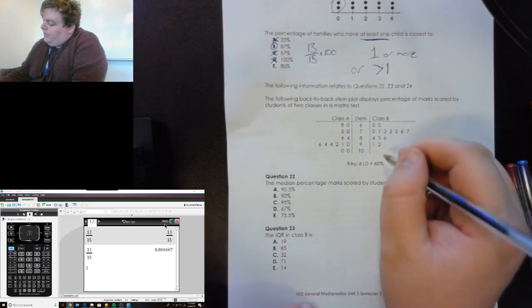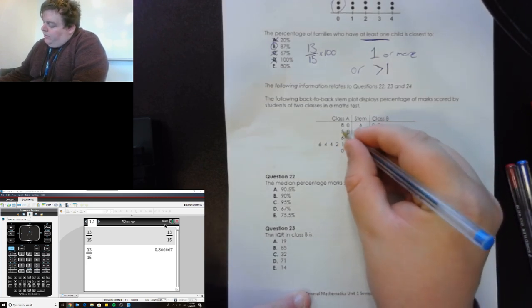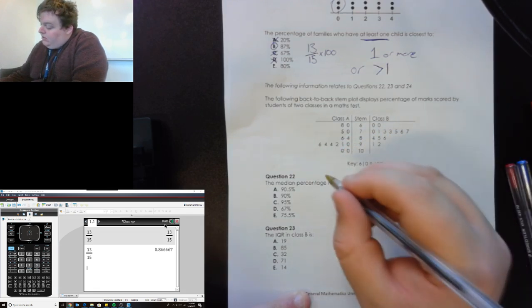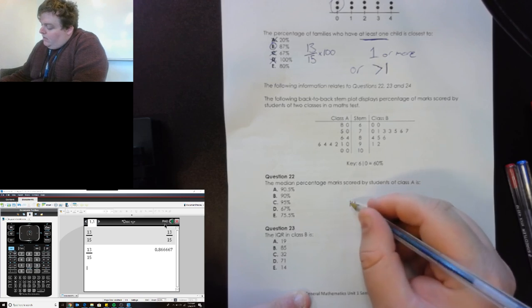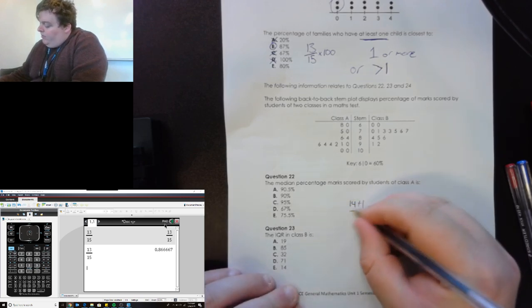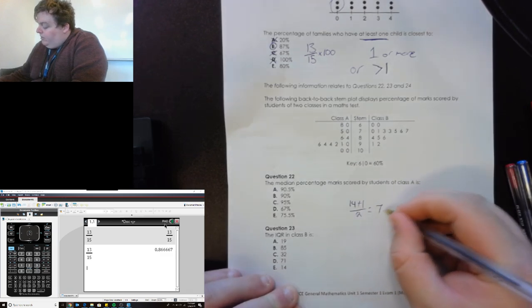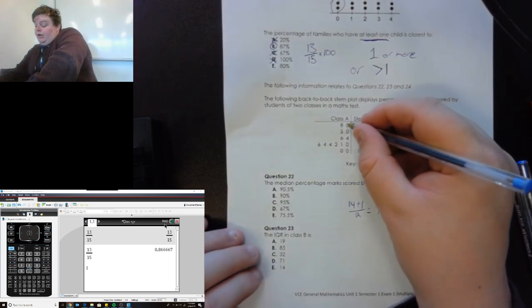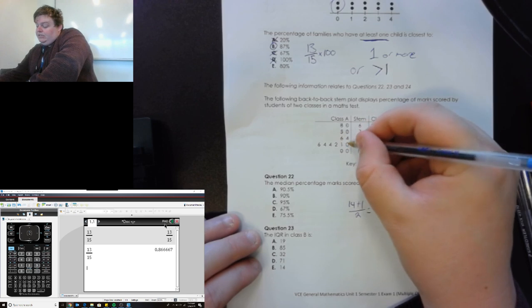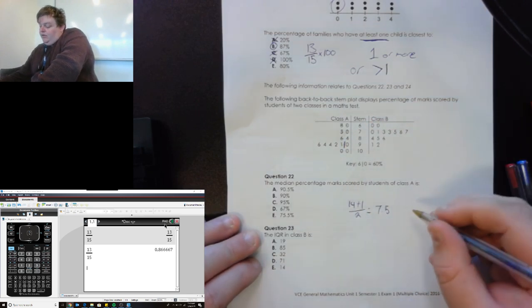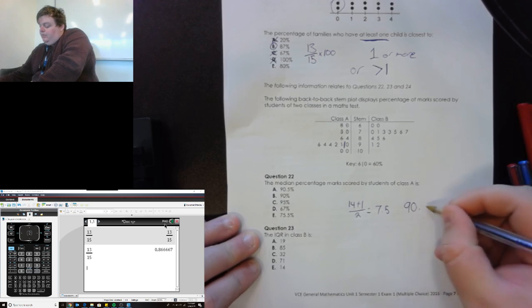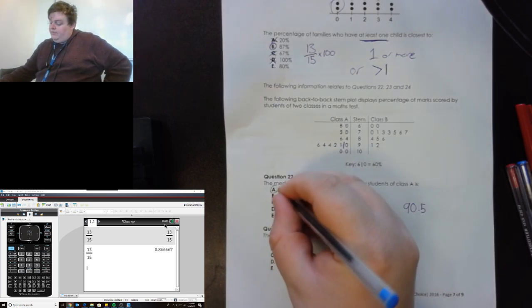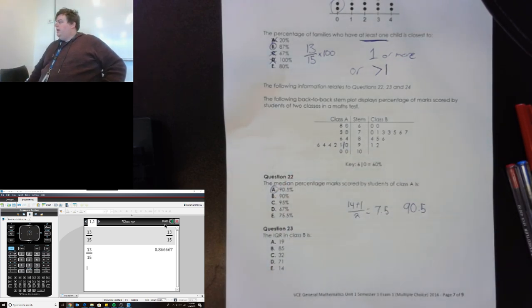So we have 1, 2, 3, 4, 5, 6, 7, 8, 9, 10, 11, 12, 13, 14 values, right? Which means if we're looking for the middle value, we're looking between 7 and 8 because the middle value is 7.5. So if we go 1, 2, 3, 4, 5, 6, 7, 8, we're looking in the middle there. So it becomes 90.5. All right, so 90.5%, which is A. All right, that wasn't too bad.